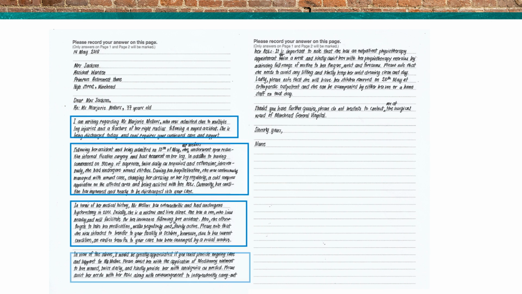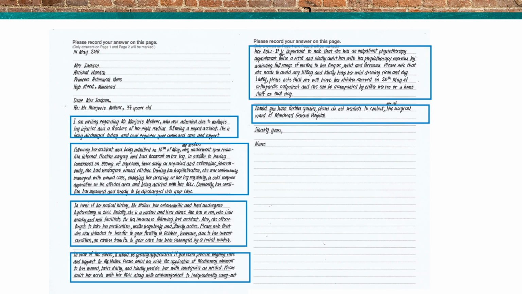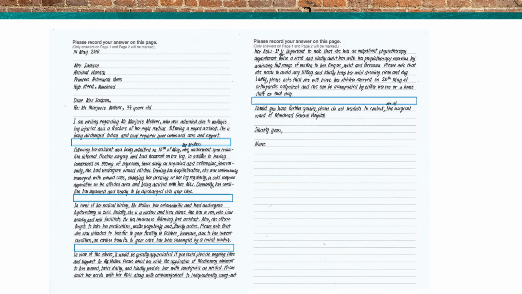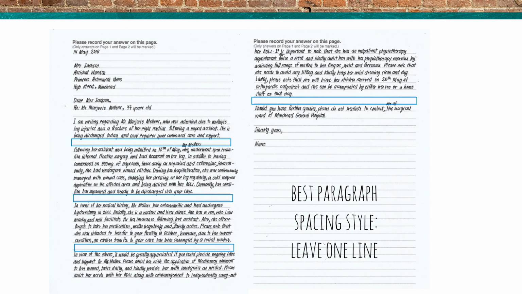1, 2, 3, 4, 5, 6. There's 6 in this letter. Sometimes you're going to need 4, you might need 5, you might need 3. It depends on the letter, okay? But notice the spacing here, okay? There's different ways to space paragraphs, but I highly recommend this style. This is the best style for paragraph spacing. Leave one line between each paragraph. Very simple, okay? And it's the most popular and the most common, and it looks the best, to be honest.